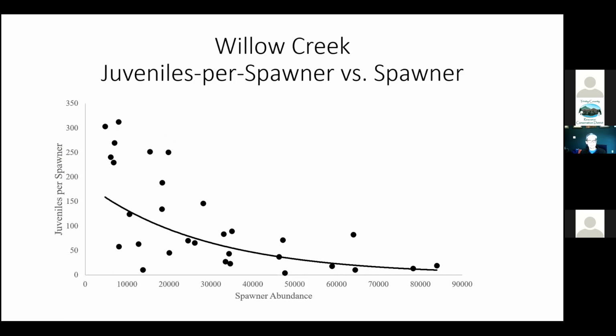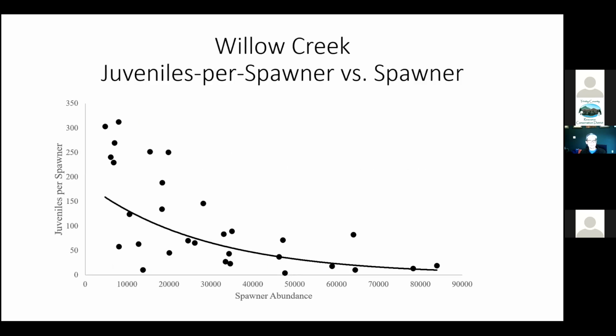And again, that same figure for Willow Creek, I just put in a non-linear curve here. It just seemed to visually fit the data better. Again, if we were going to maximize juveniles per spawner, we want to keep our spawning population low. Again, I don't think that is a goal of the program, to maximize juveniles per spawner. I think we want to maximize the number of adult salmon that return to the river.